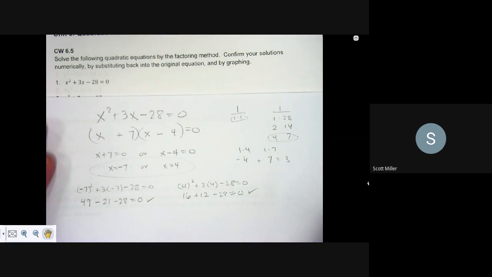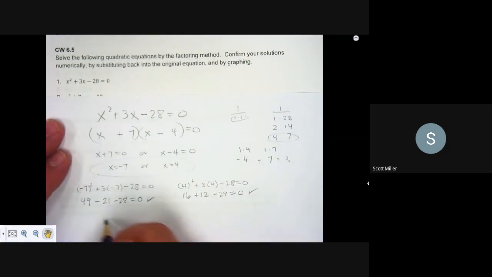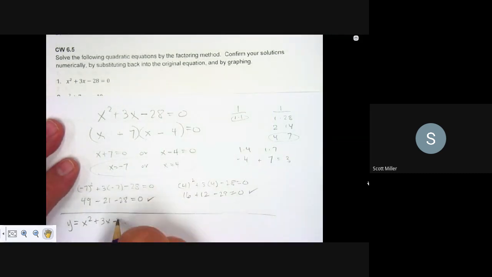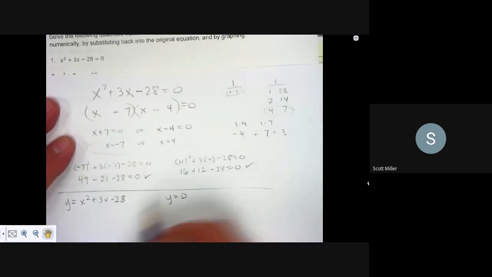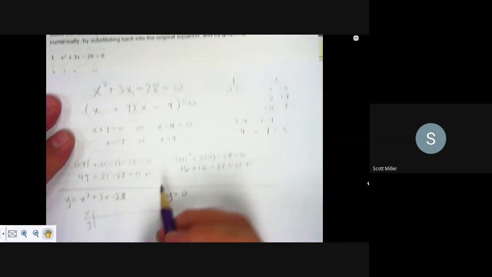Okay? And so then we can go through and show that these are indeed the solutions graphically. So what I need to do is come over and make a table for the equation. So we've got y equals x squared plus 3x minus 28, and y equals 0. We're going to graph both of those. This is just the x-axis, so I need a table for the first one. And we need to find its vertex.